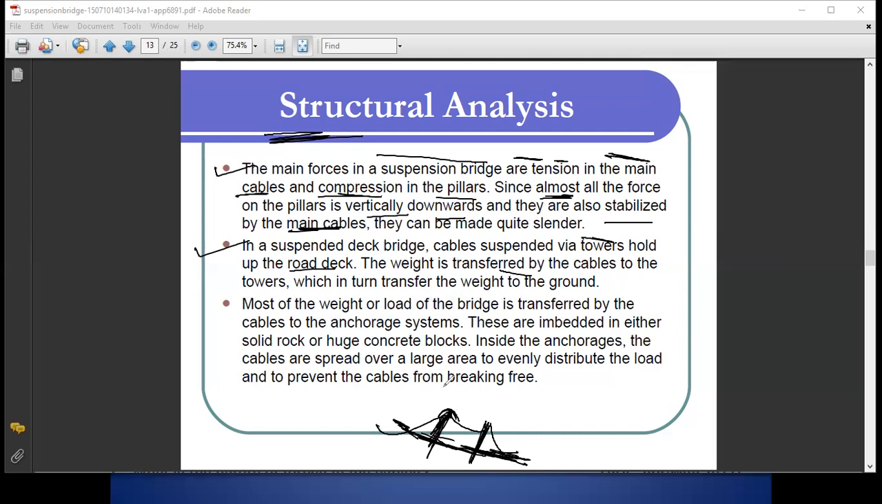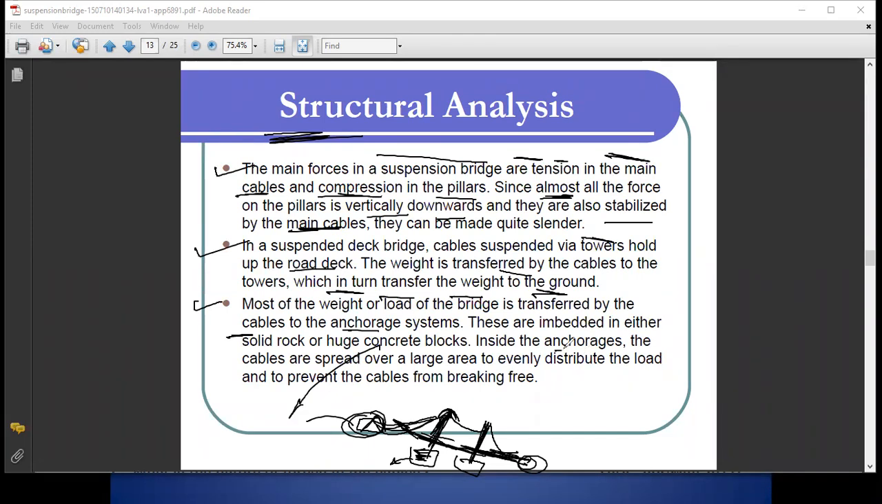Which in turn transfer the weight to the ground through the anchor cable, because somewhere here we are anchoring, somewhere below the tower there is a foundation. So whatever the weight which is carried by the cable will be transferred through the pillars or the pylons to the foundation, and foundation to the ground, right? So most of the weight or load of the bridge is transferred by the cables to the anchorage system. These are embedded in either solid rock, as I told, this is a rock, or you can consider it as a foundation, or the concrete blocks.